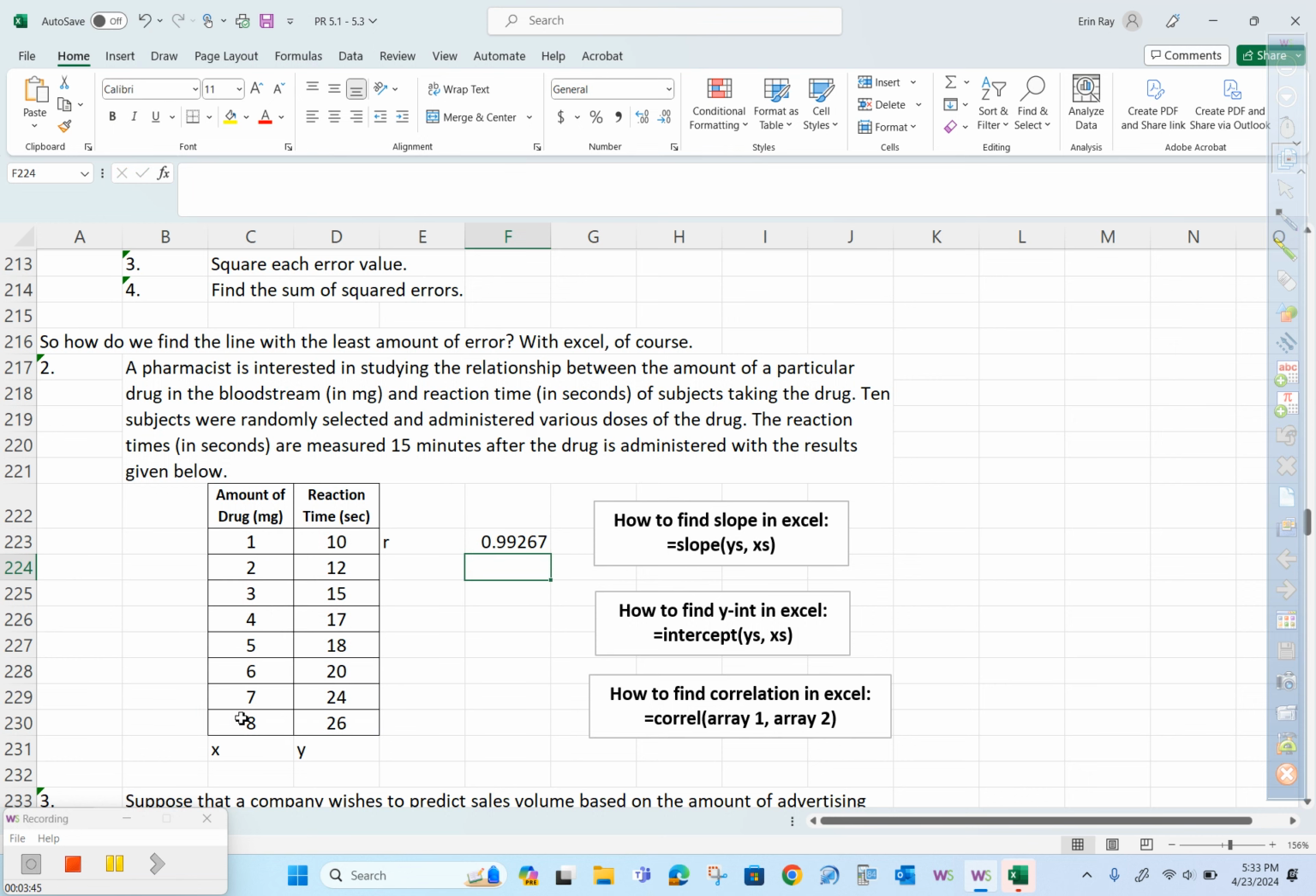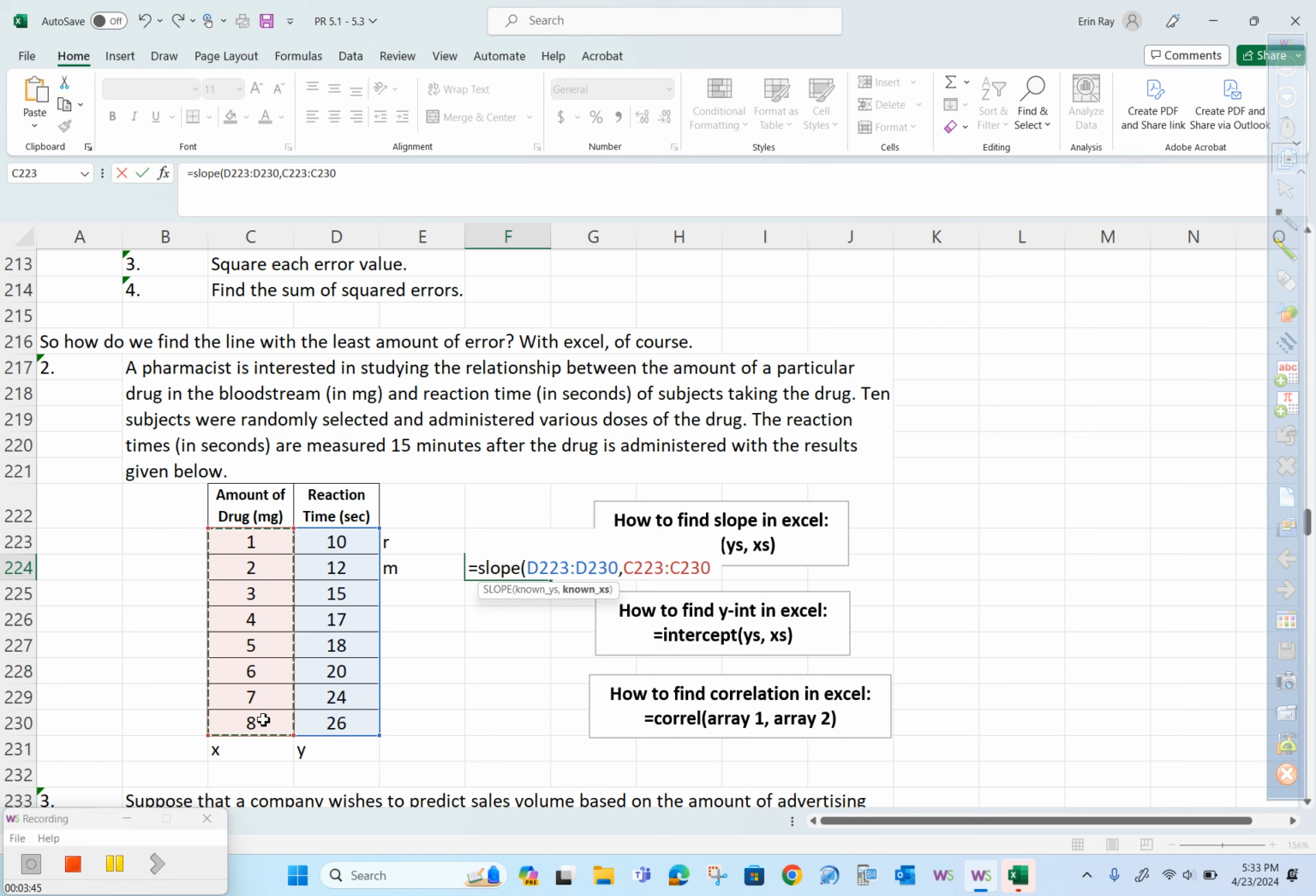There's our positive correlation. And because it's really close to 1, that's a very strong linear relationship. Next, we're going to do the slope. For us, that's usually M. So equals slope for this one. Known Y's, here's where order matters. We have to do Y first, comma, and then your known X's next. It was a positive relationship, so it should not surprise you that that is a positive 2.